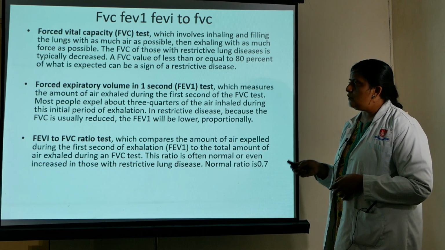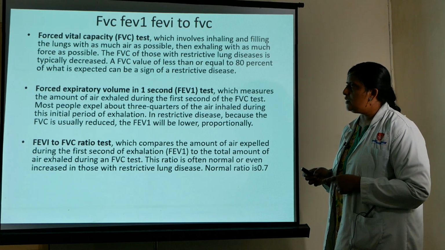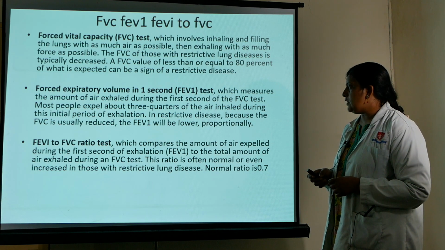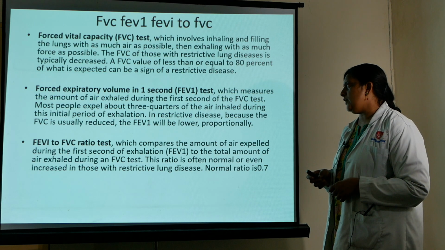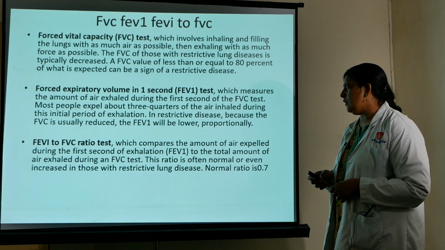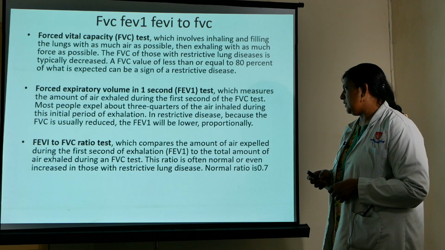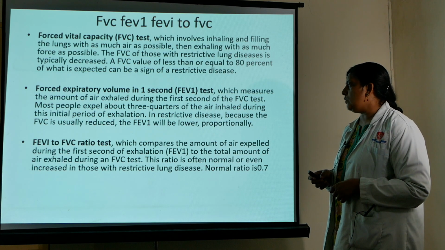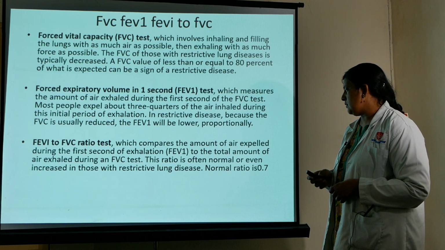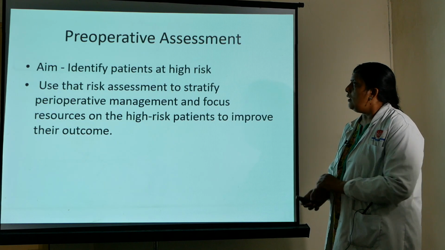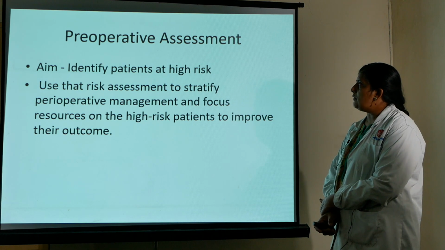Now coming to the ratio of FEV1 to FVC, which compares the amount of air expelled during the first second of exhalation to the total amount of air exhaled during an FVC test. This ratio is often normal or even increased in those with restrictive lung disease, and the normal ratio is 0.7.